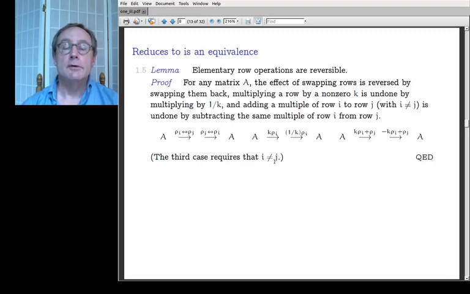You notice in particular that the third case requires that i be unequal to j. The scaling case also has a restriction that k can't be 0. And we somewhat artificially put in the restriction that i and j are not allowed to be equal for row swaps. But all that is a minor point. The major point is that each of these row operations is reversible.